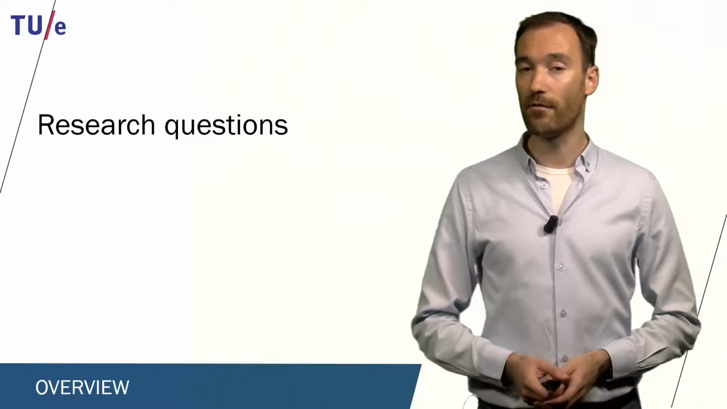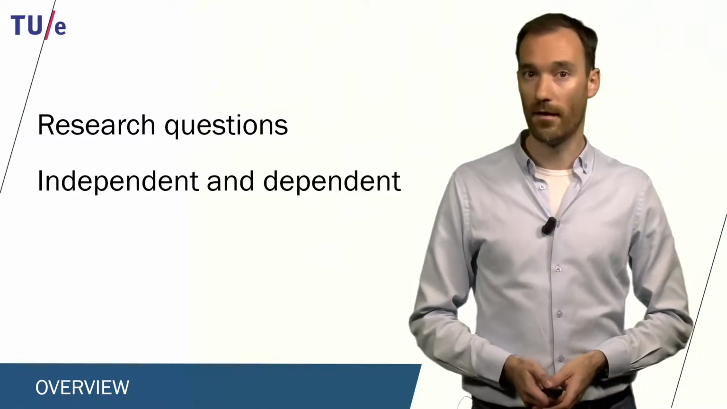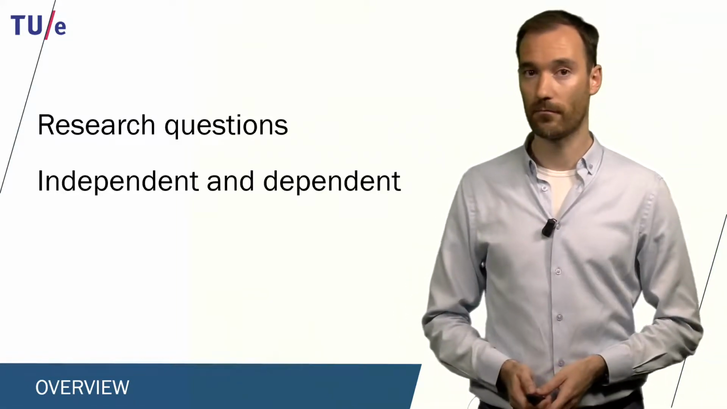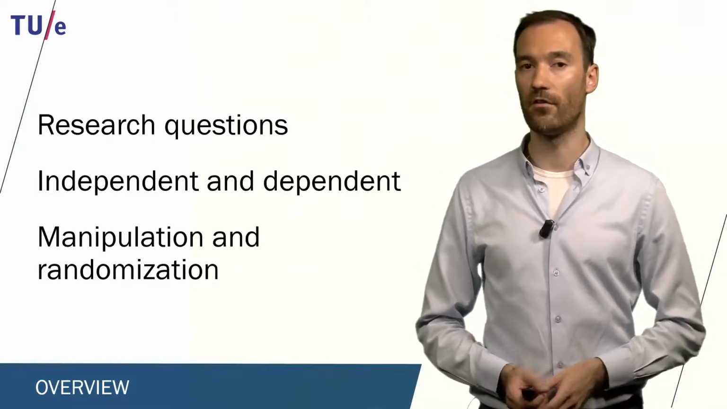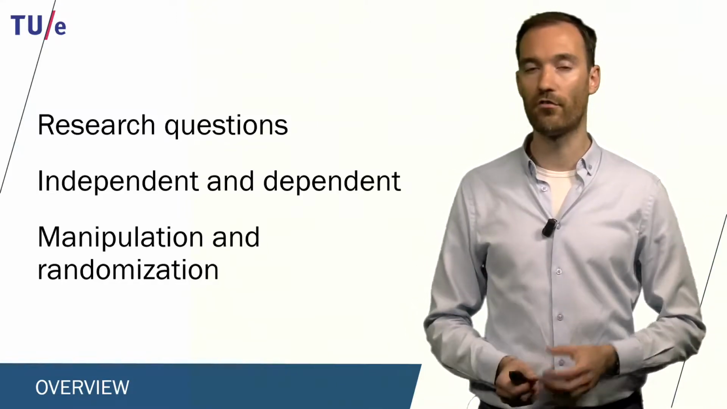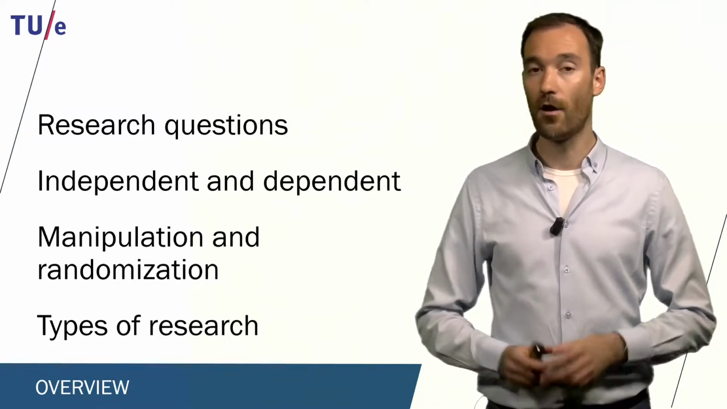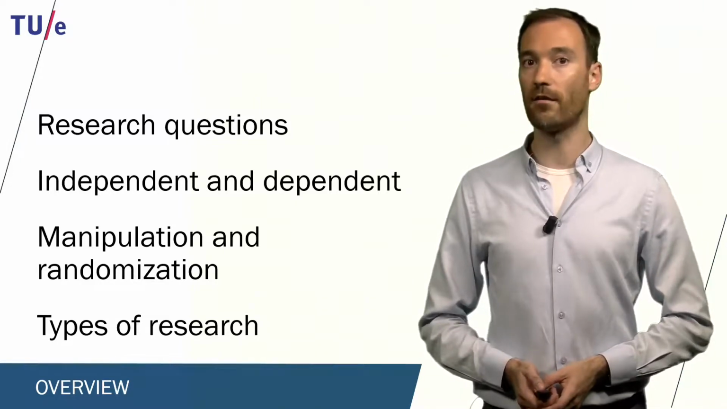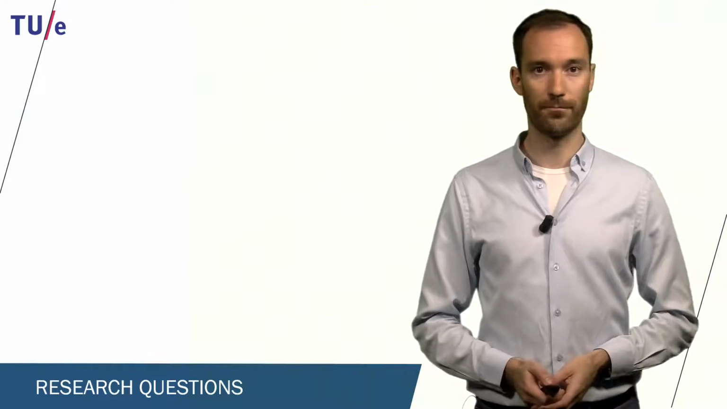First, I will explain the differences between the different types of research questions. Next, I will discuss the differences between independent and dependent variables. After that, we will discuss the concepts of manipulation and randomization, two components that are crucial for experimental research. And finally, we will combine all of this when we discuss different types of research and the criteria that they meet. Let's focus on research questions first.